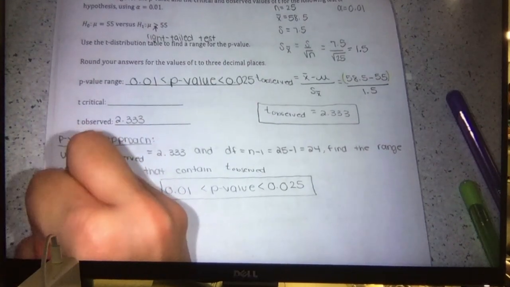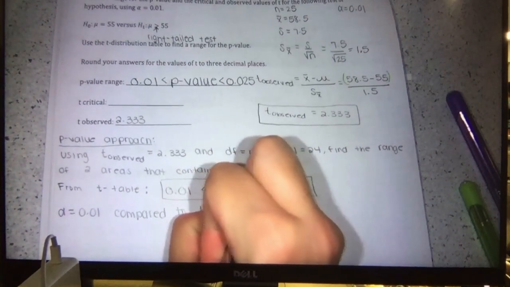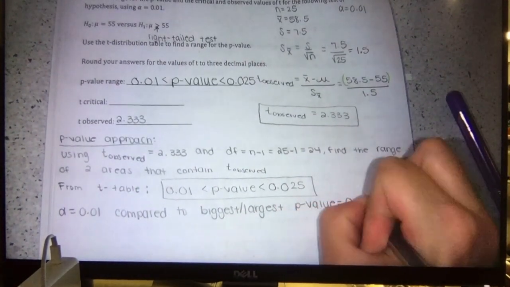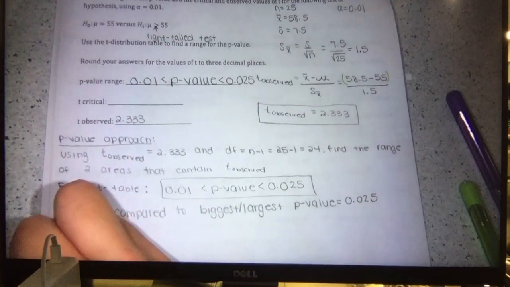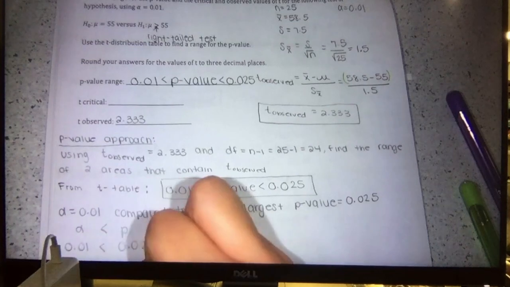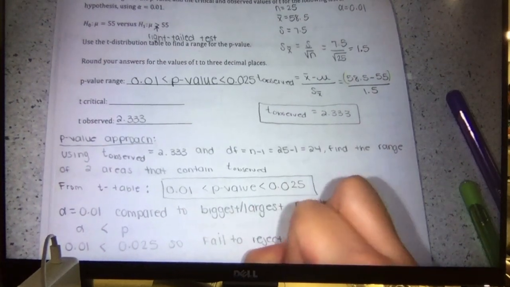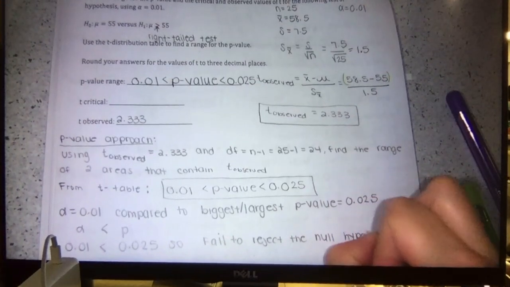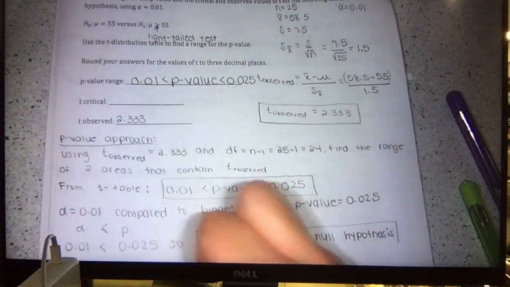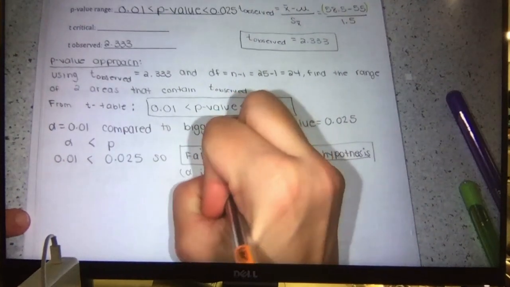So we're taking our alpha, which is 0.01, compared to our largest p-value, which is 0.025. So alpha is 0.01, p is 0.025. Dang, again, p is larger. So that means we are going to fail to reject the null, since our alpha is smaller than our rejection region.